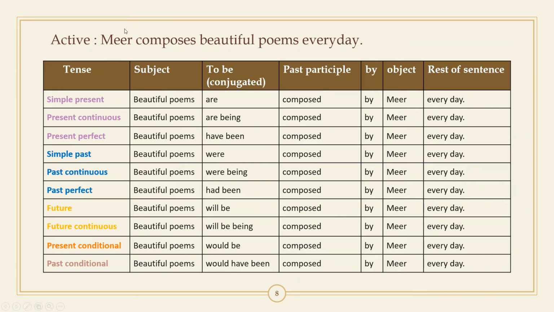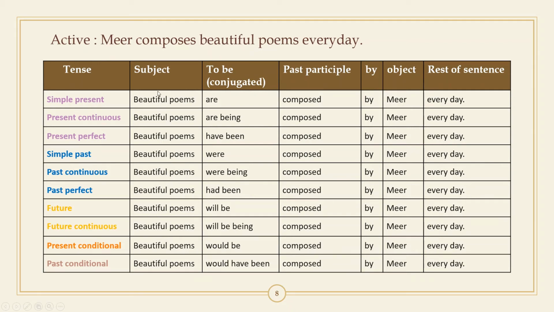So here is an example sentence: Mir composes beautiful poems every day, and this particular sentence is transformed into passive. The first three are present simple, present continuous, and present perfect. And then come past simple, past continuous, past perfect, then future simple and future continuous. And the last two examples are present conditional and past conditional.